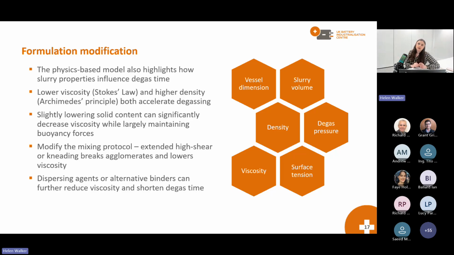And we found that if we reduce our density or our solid content by 1 or 2%, we can quite significantly influence the viscosity, and actually degassing becomes easier. And so it will depend upon our customers and what people are willing to change with their formulation. But formulation can be amended to improve degassing. And we can look at other things as well, like dispersing agents or changing binders. But at UKBIC, we've done limited work in that area.